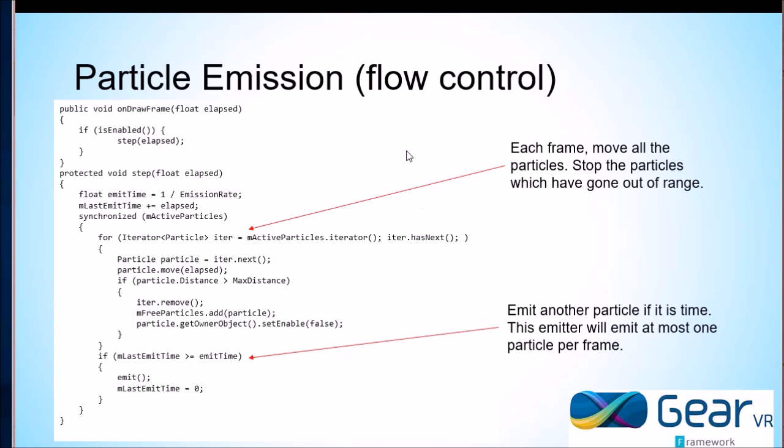For flow control, we have the on draw frame listener. If you put an on draw frame override in your GVR behavior subclass, then you'll be called every frame, and this is automatically going to happen. You don't have to do anything special to get this because GVR behavior does this for you. Now I'm going to call a step function every time on draw frame is called, but only if my component is enabled. So it's up to the individual components how they use the is enabled flag. So here we're just not going to do anything. We won't emit any particles if our component is not enabled.